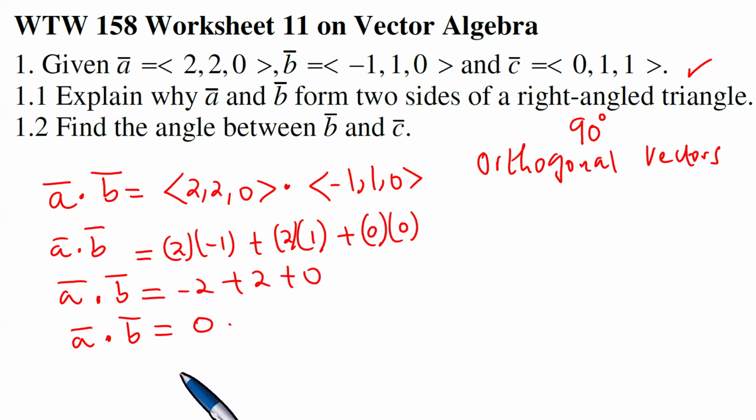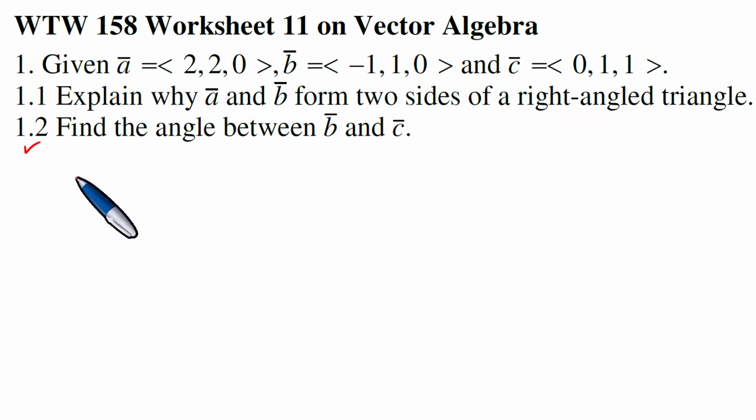So, to explain why A and B form two sides of a right-angled triangle, it is clear that the vector dot product of A and B is 0, and that implies that vector A is orthogonal to vector B. Any question on this one? I'm sure there are many ways to do this one, and this is just one way, and obviously the most popular. Any comment there, Atlahong? No question. Thank you. We move forward.